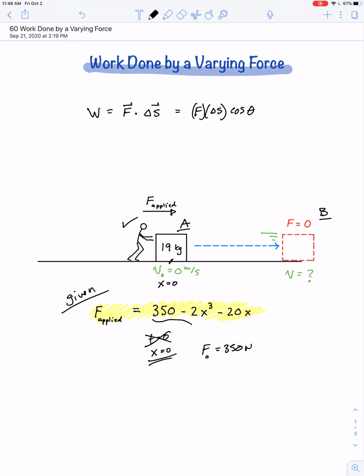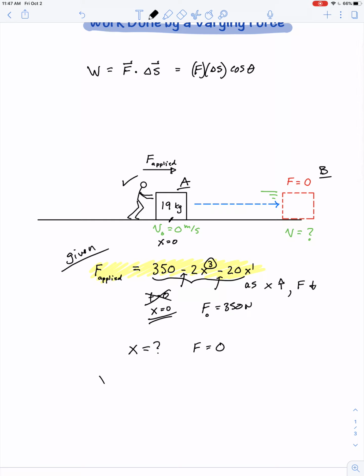You could certainly see from this equation that as the position increases in value, the force is going to decrease, right? Because we're subtracting two terms that depend on x. Actually, one depends on x cubed, one depends on x to the first power. Now, I'll leave it up to you to apply your algebra skills to solve this cubic and figure out at what position, how far this 19 kilogram object is pushed until it reaches a moment where the force is equal to 0. Now I'll give you the solution and you can see that it checks out.